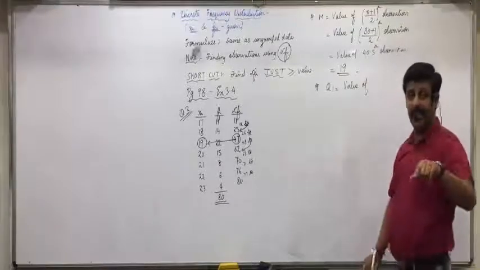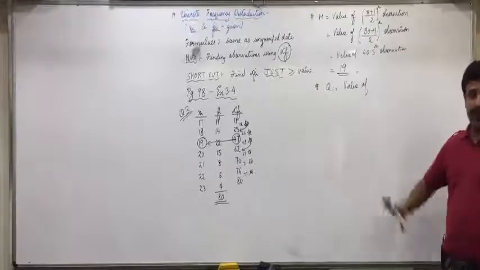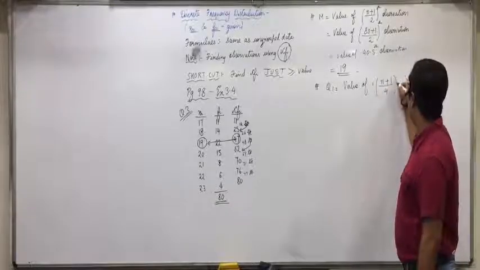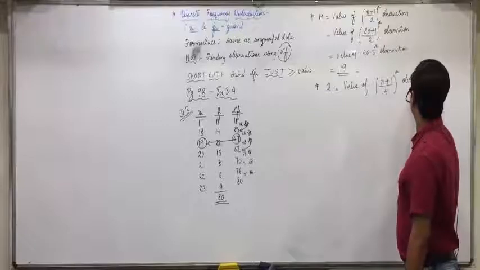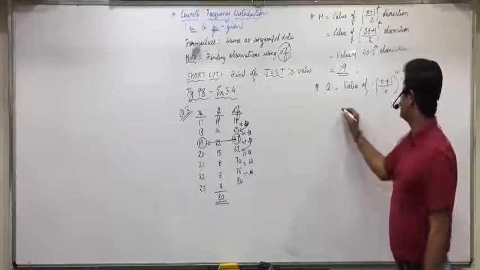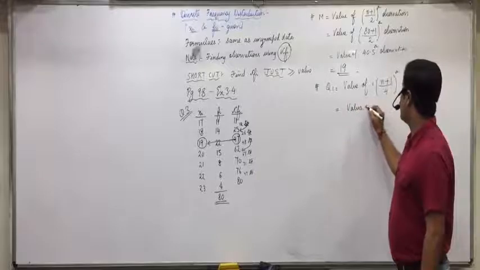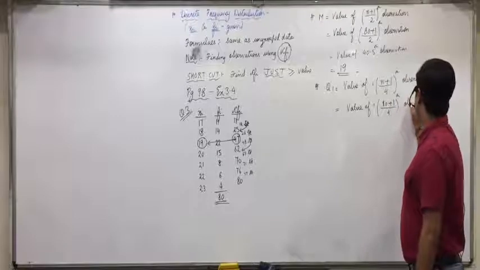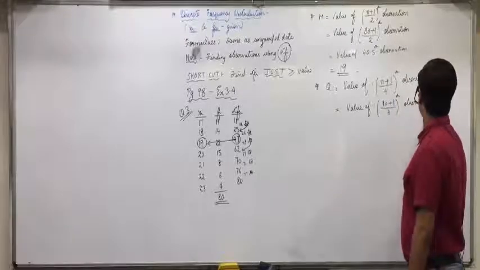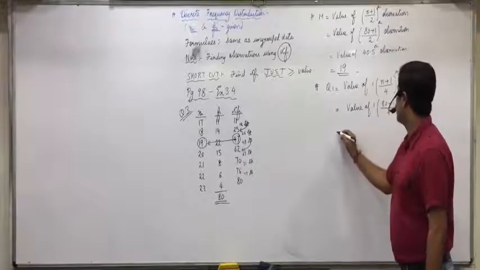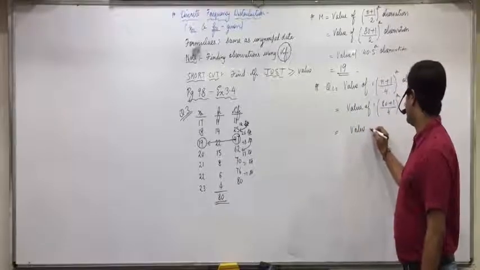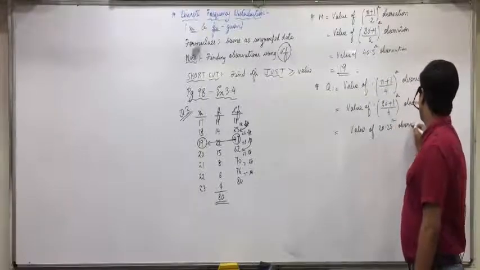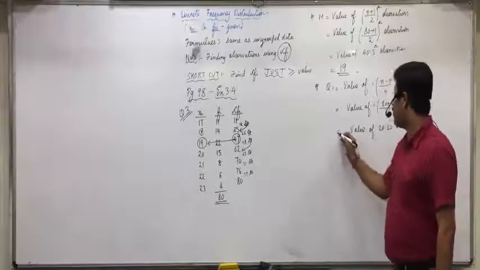One more point is there in the note, the shortcut. I hope it comes across in this question. Value of (n plus 1) upon 4th observation. Value of (80 plus 1) upon 4th observation. Value of 20.25th observation. Do 80 plus 1 divided by 4 into 1.